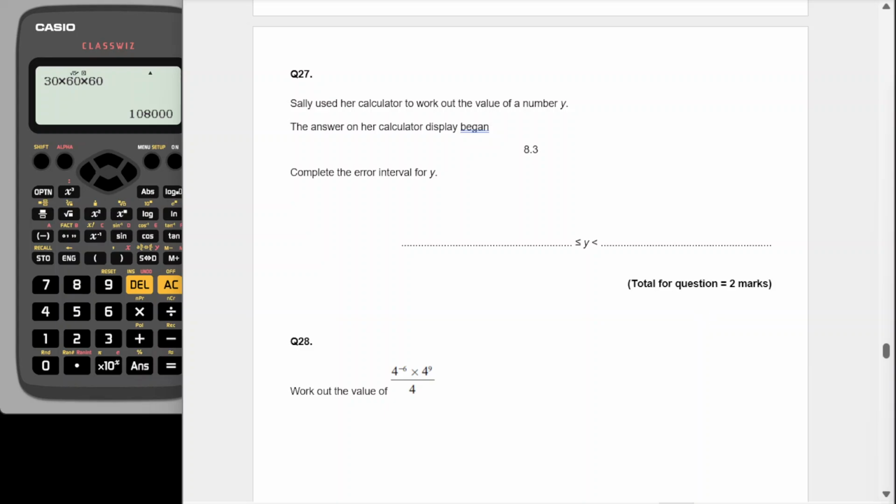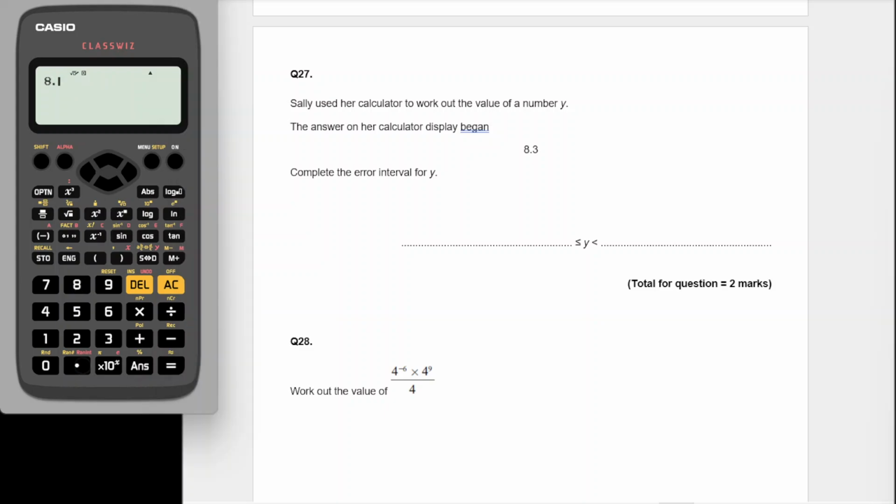Question 27. Sally uses her calculator to work out the value of y. The answer on her calculator display began 8.3. Complete the error interval. So this is a technical way of talking about truncating a number. If we imagine our calculator showing 8.3, then I'm just going to put some x's in so that I can't see the rest of it.